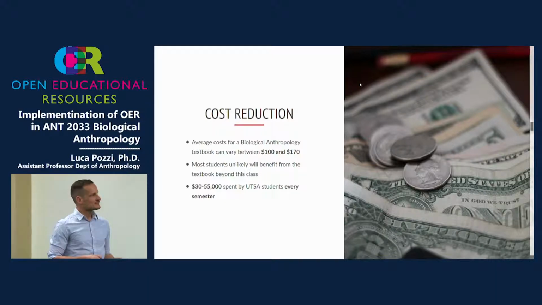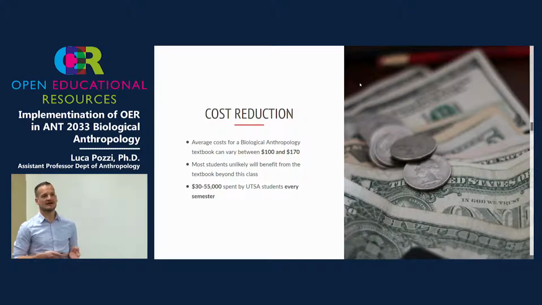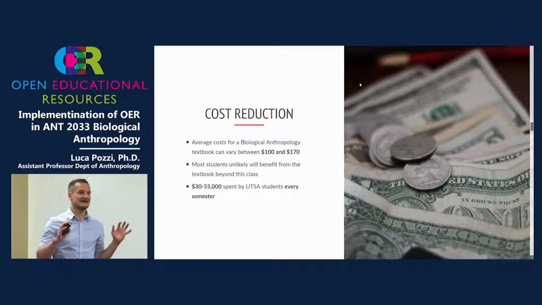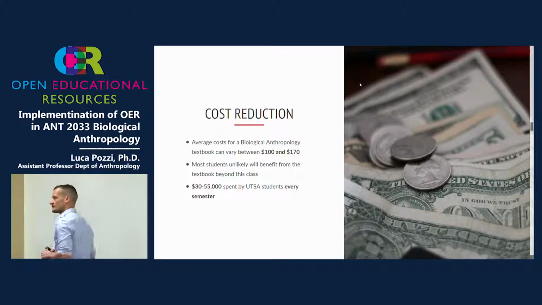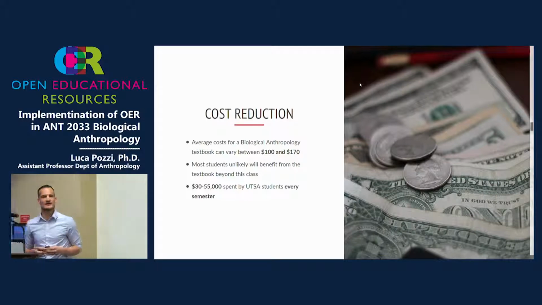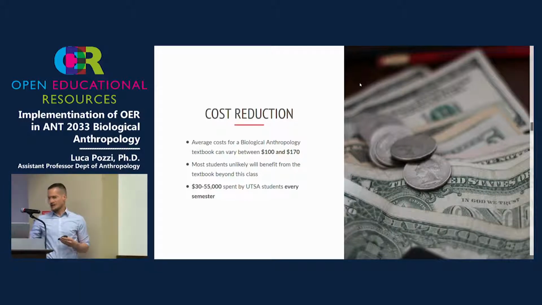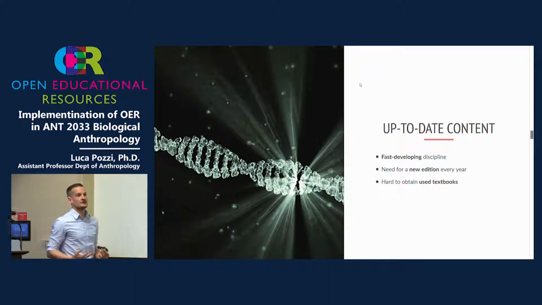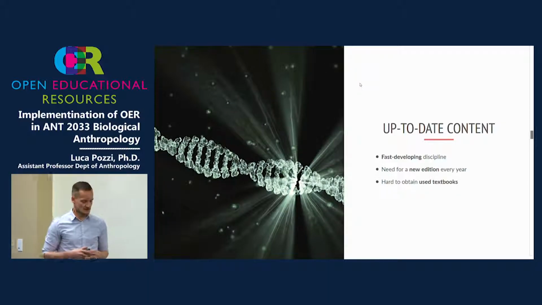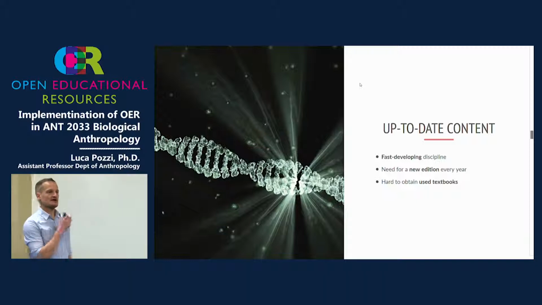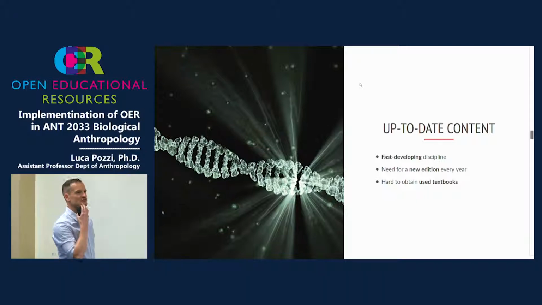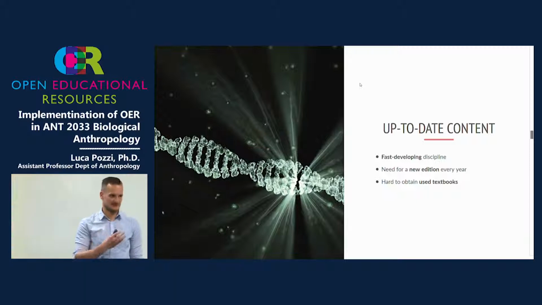And so given the number of students that we had, we estimate that between $30,000 and $55,000 can potentially be spent by UTC students every semester for biological anthropology. So that's a pretty big chunk of money, particularly if you think about the demographic of our students. The other aspect that I think is very relevant about our discipline is that biological anthropology is a very fast developing discipline.